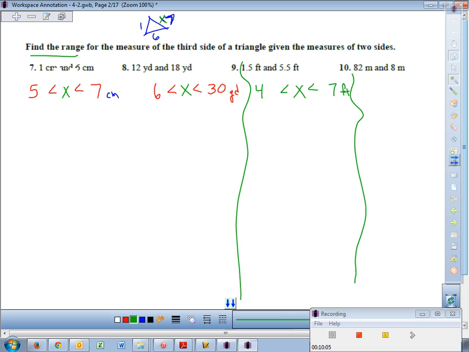I got a piece of spaghetti. I could break it in any one of these places that fits in this range and make a triangle out of it. If one piece was 82 and the other piece was 8, the third and final piece could be anywhere between 74 meters and what else? 90 meters long. That third piece of spaghetti, if this one is 82 and that one is 8, anywhere between 74 and 90 works for that.